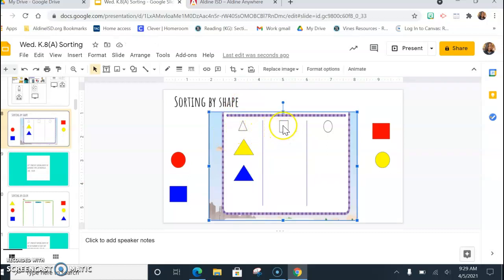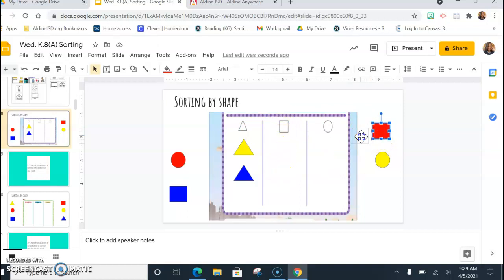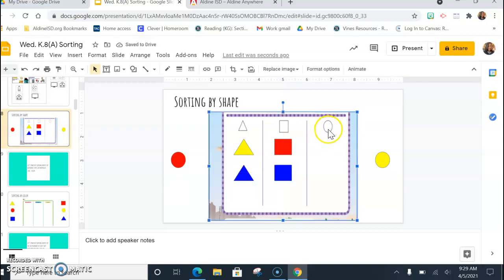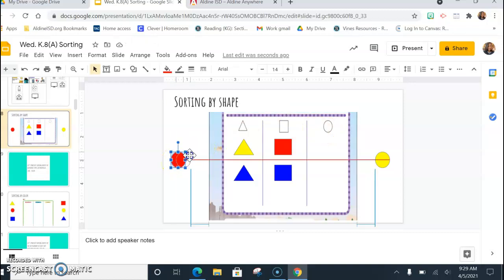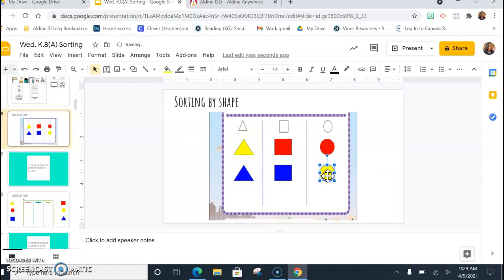My next category is a square. So I'm going to organize all of my squares and put them in the category with the square, okay? Remember, I'm sorting the objects and putting them in the correct category. And then my last category is a circle, okay? So I'm going to organize and place the circles in the correct category because I'm sorting. And voila, it's easy as pie, okay?